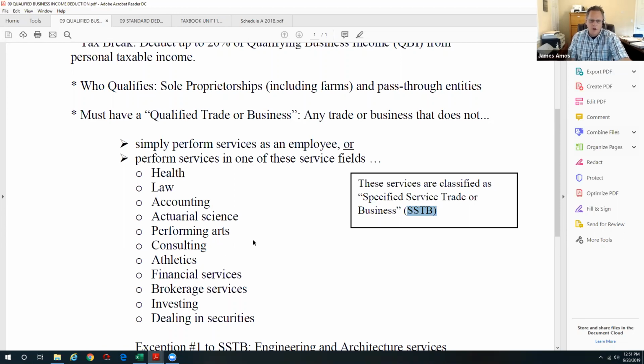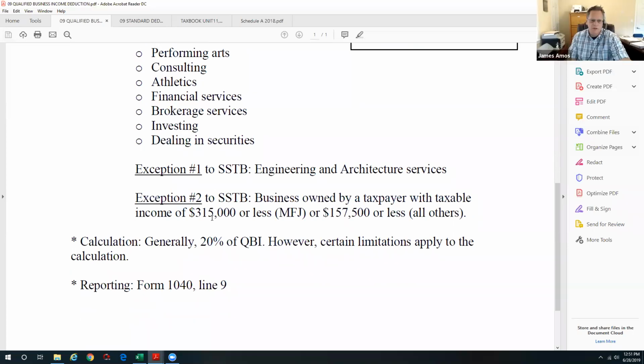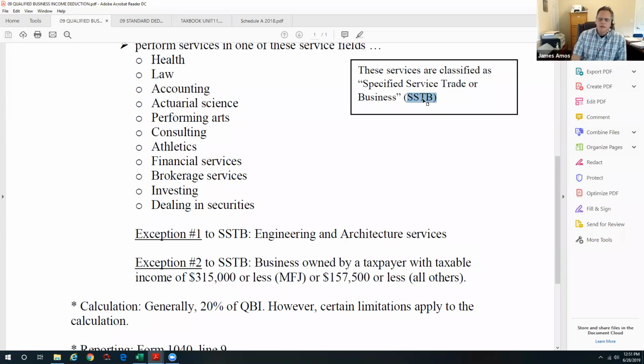Okay, so far are we okay on what this is? Yeah. Okay, so let's talk about exception number one that Garrett was starting to bring up. Exception number one to an SSTB. In other words, here's the rule, but of course the IRS makes everything difficult. There's an exception to this.